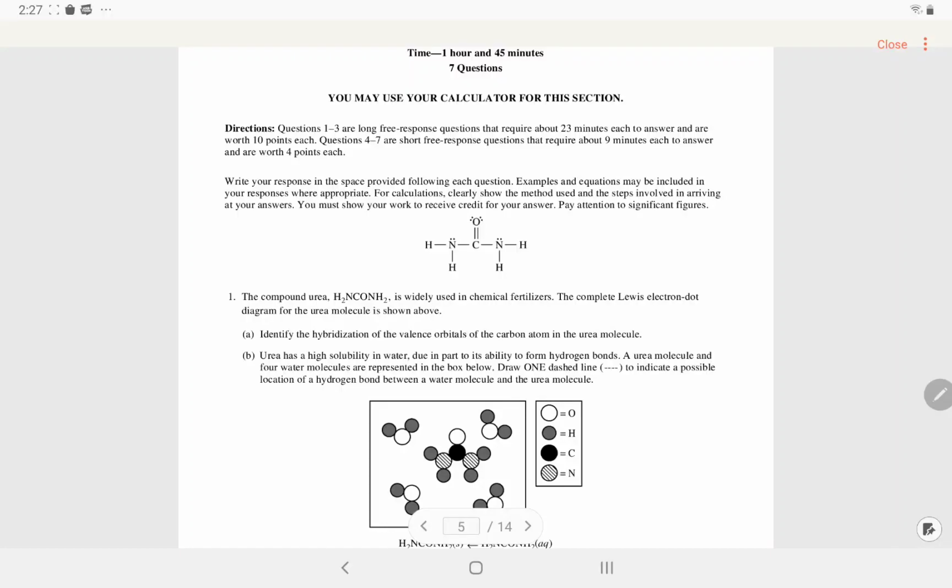But at the same time, you want to be concise. You don't want to just give them everything. You just want to be as short and concise as possible, while at the same time showing them that you understand what the problem was asking, basically.